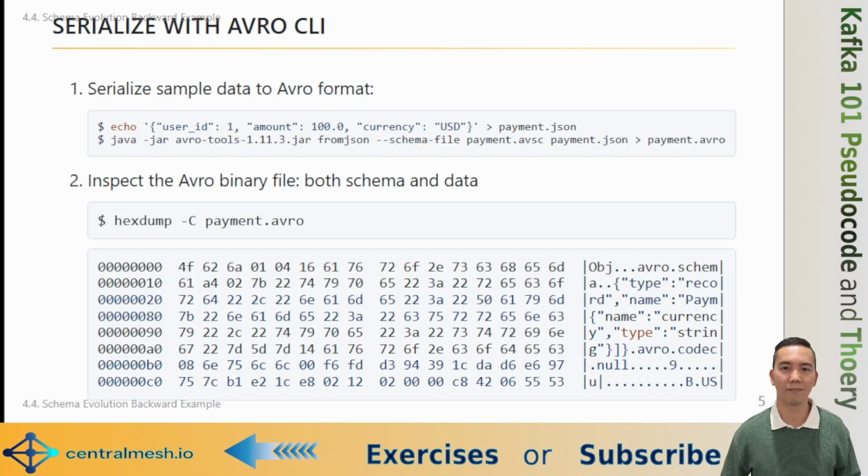Inspecting the binary file is an important step to ensure everything is in order. We can use tools like hexdump to peek inside the file and confirm that the schema and the data are correctly serialized. This step is particularly useful for debugging or verifying that the process works as intended. This command will output a hexdump of the Avro file, where you can see the binary representation of both the schema and data.